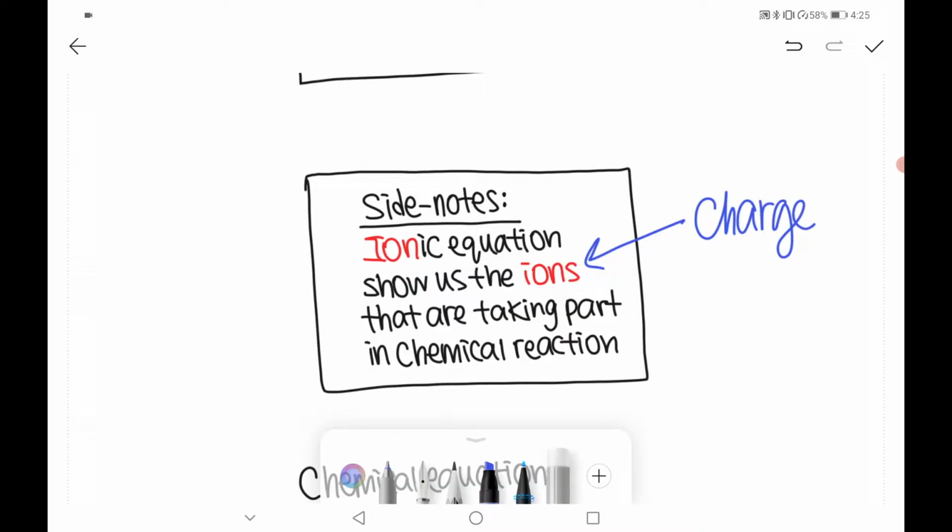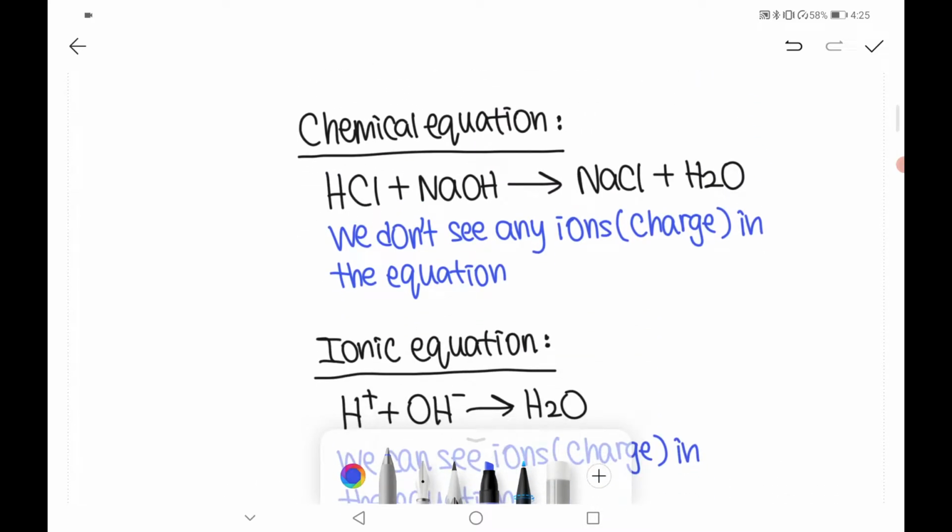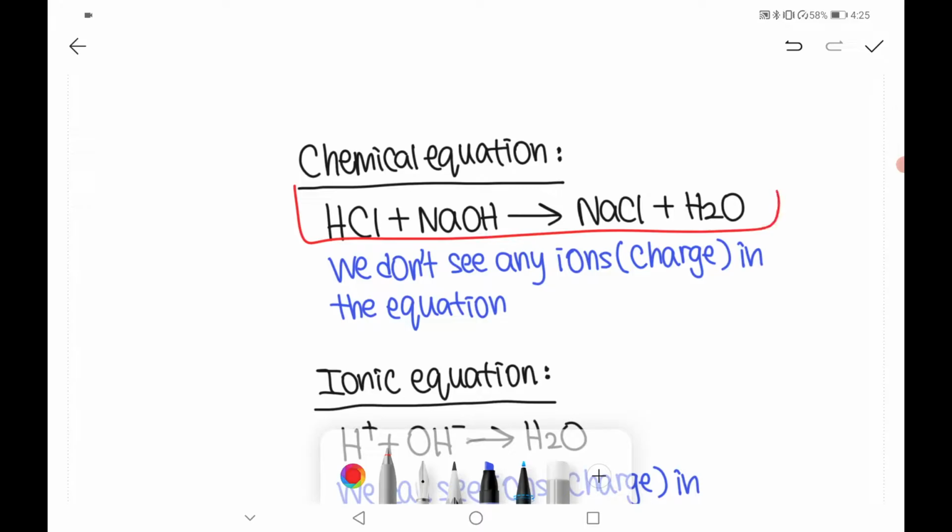We learned this in your form 4 chapter 2. So very simple, if the equation shows you the charge, then it is ionic equation. I repeat, if the chemical equation shows you the charge, then it is ionic equation. Okay, let me show you this example. Here, in this equation, do you see any charge? No, right? We didn't see any charge at all. So we don't see any ion.